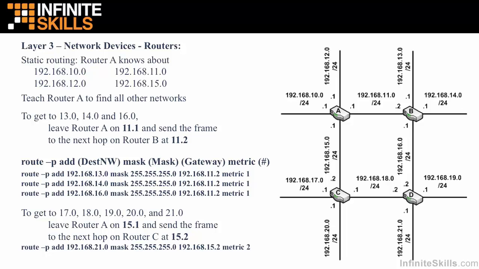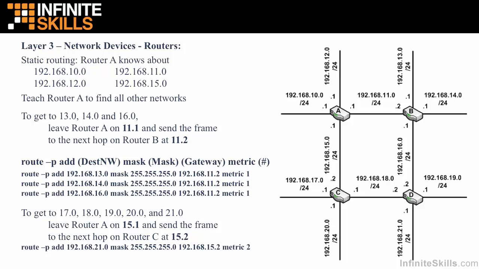So the statement is route -p add, the destination network address, the mask, and the subnet mask, and this is in dotted decimal form. And then what is the gateway, the interface on the adjacent router that you want to send this frame to in order to connect to that remote network. And that last statement is metric. Consider that to be the number of hops from this router to that destination network. Each router is considered a hop.